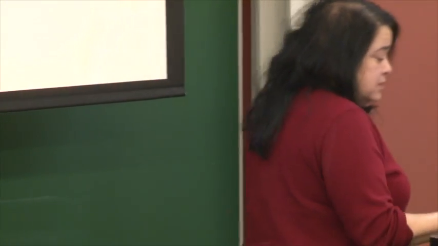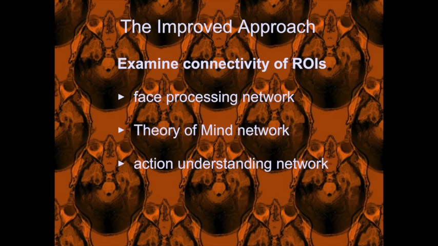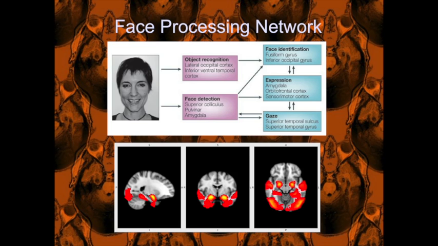Why not look at how, in a given context, a network of these regions interact and how that region will change as a function of the network that it's in. So what people have started looking at is these individual cognitive processes and the sort of brain networks that might support those processes.